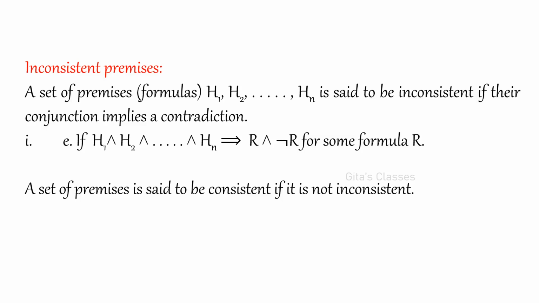Okay. Next method, inconsistent premises. This is a definition. Even this definition is important. Okay. A set of premises or formulas H1, H2, etc. Hn is said to be inconsistent if their conjunction implies a contradiction. You know that already we have seen P and not P, Q and not Q. These are all contradictions. You will get, I'll show you.